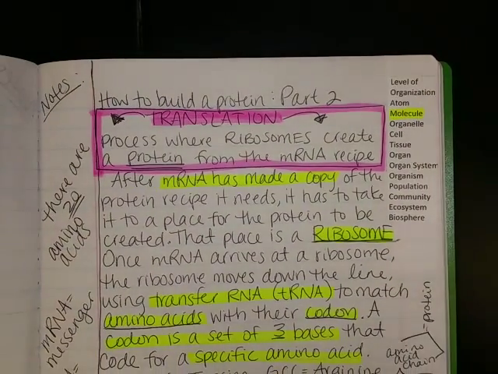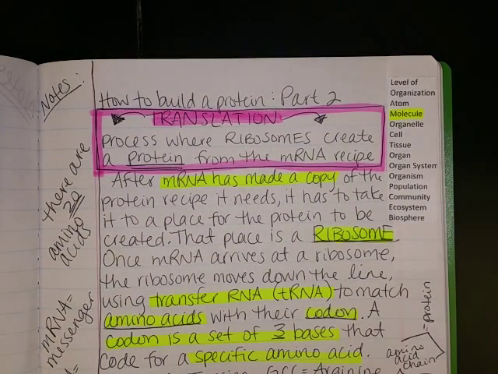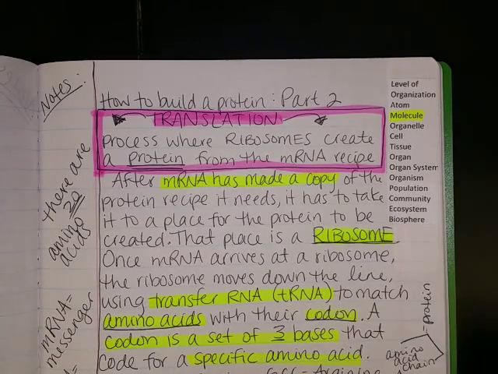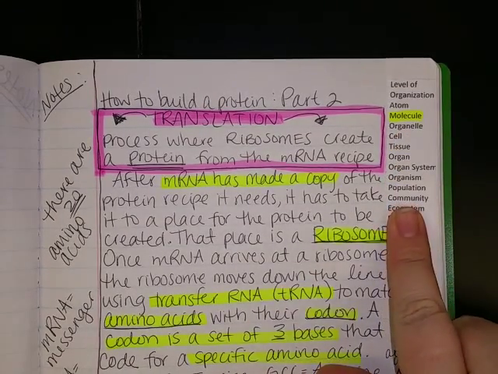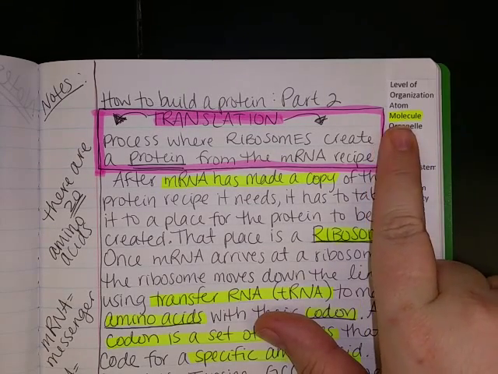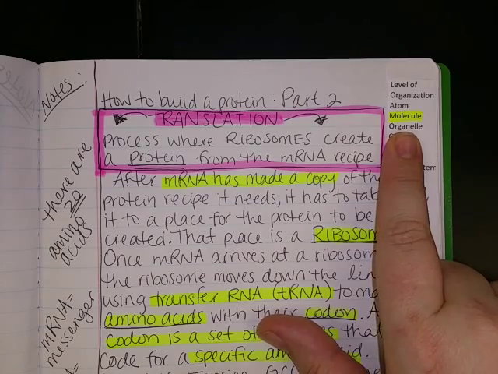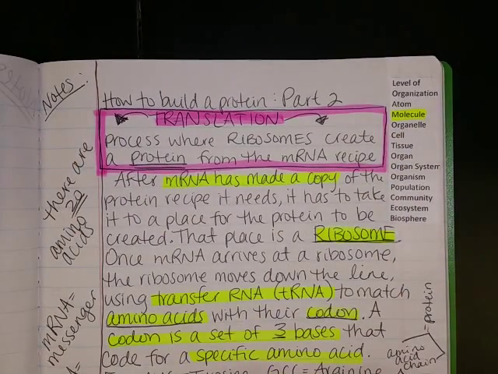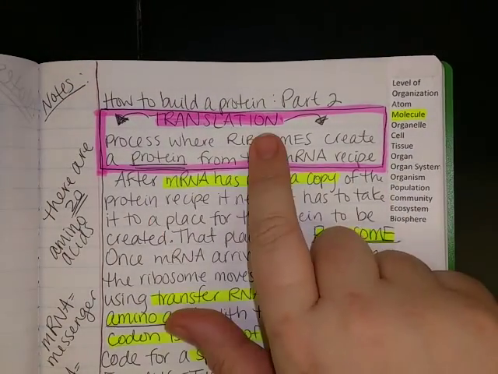All right, good morning. These are the notes for how to build a protein part 2. This is translation. Last time we did transcription, which was step 1. Now we're going into step 2, which is how proteins are actually made. You need your level of organization paper. We're on the molecule or molecular level. You need to have your Cornell notes written down the side.